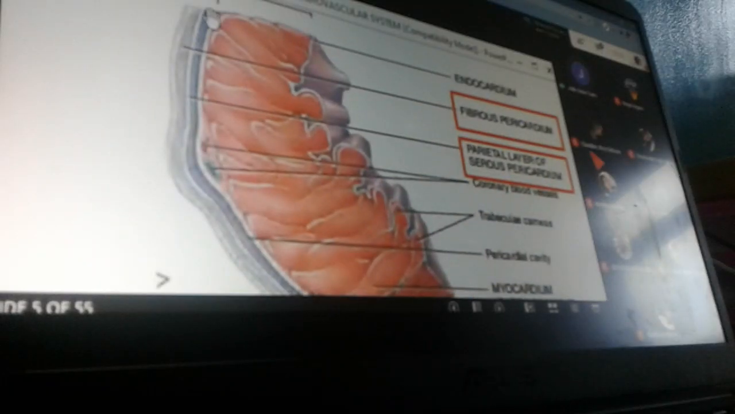So ito yun siya, ito yung fibrous class, yan yung makapal na yan, yung fibrous. Then ito, yung white, nakita nyo, yan yung parietal layer. And then merong space sa gitna, okay, may space dyan sa gitna. Then ito naman, yan yung ating visceral na layer, okay?